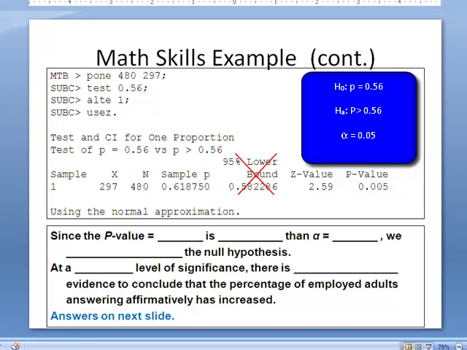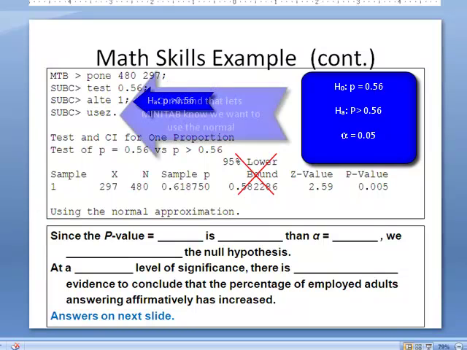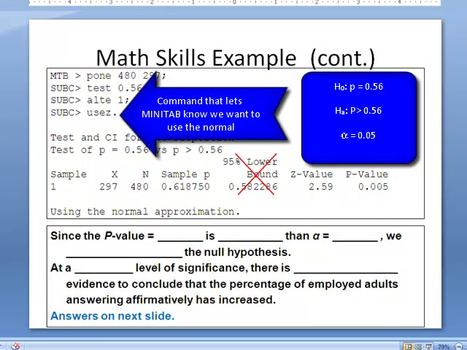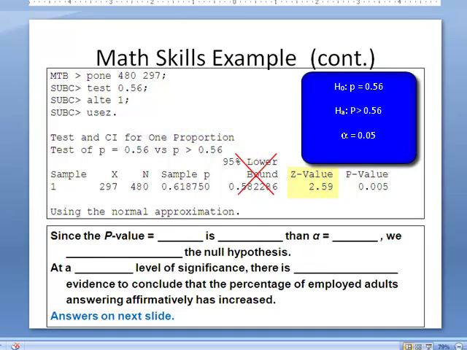When we do our commands in Minitab, PWN, we have to put in our N and our number of successes. So it would be 480, 297 believed that math skills were important. The value in the null hypothesis we're testing is 0.56. The alternative is 1 because we're in a right-tailed test, and use Z. In other words, let's do the normal approximation. When we do this, we get our test statistic of 2.56 and a p-value of 0.005.